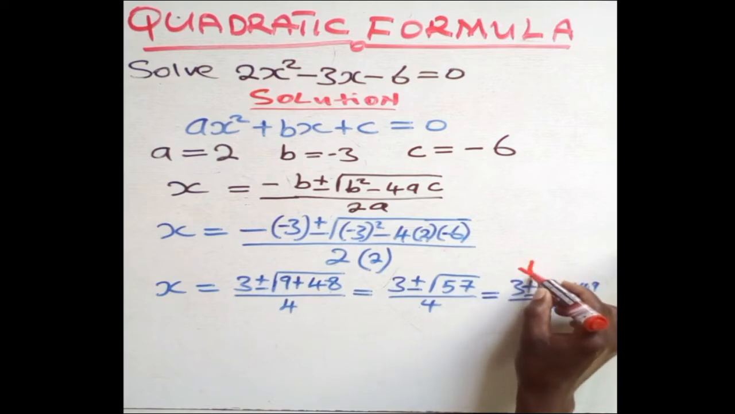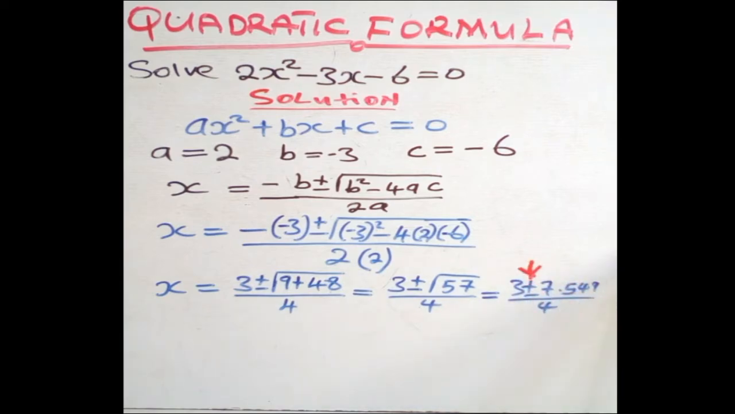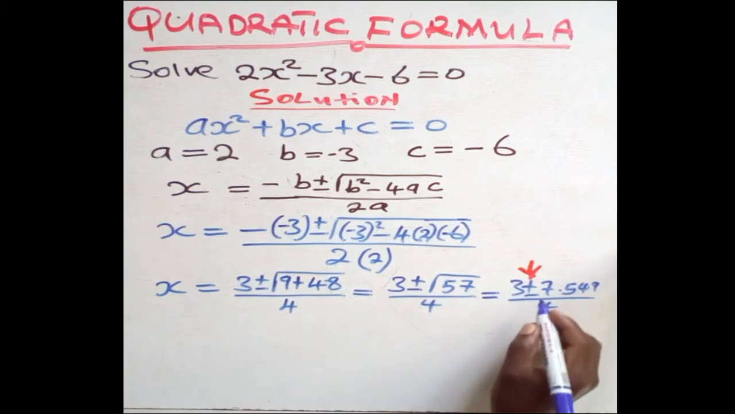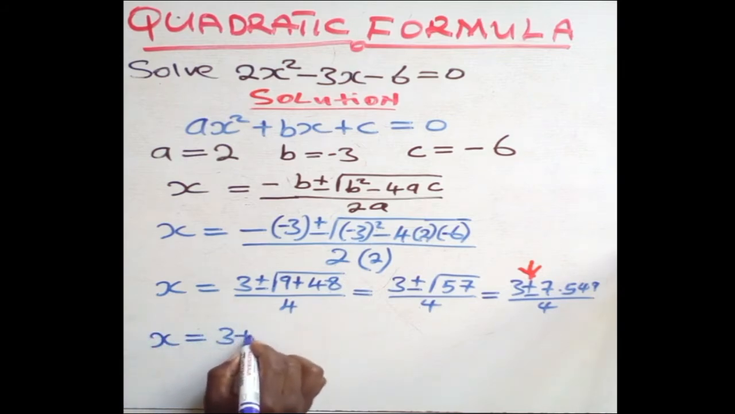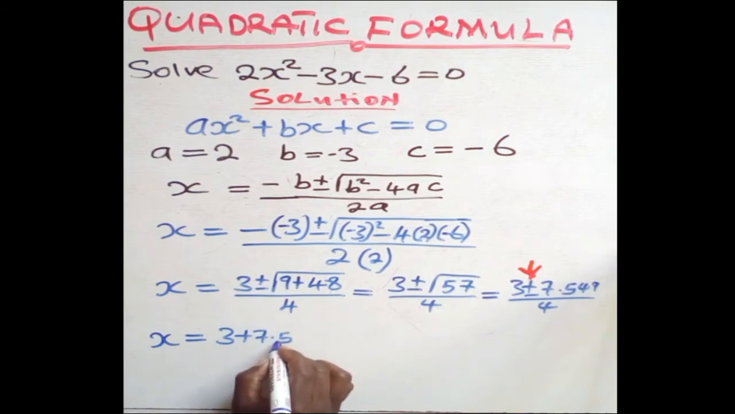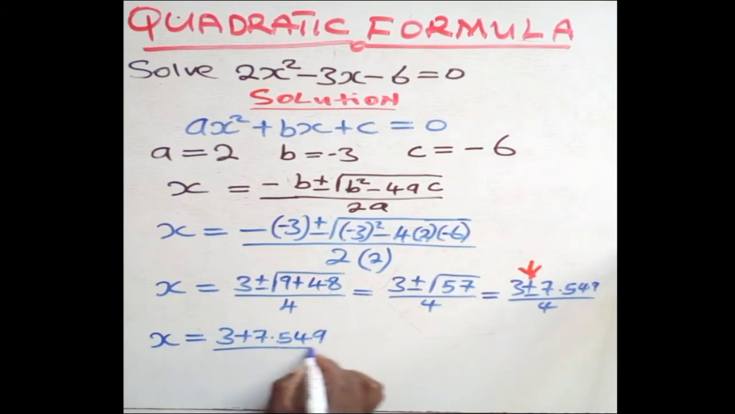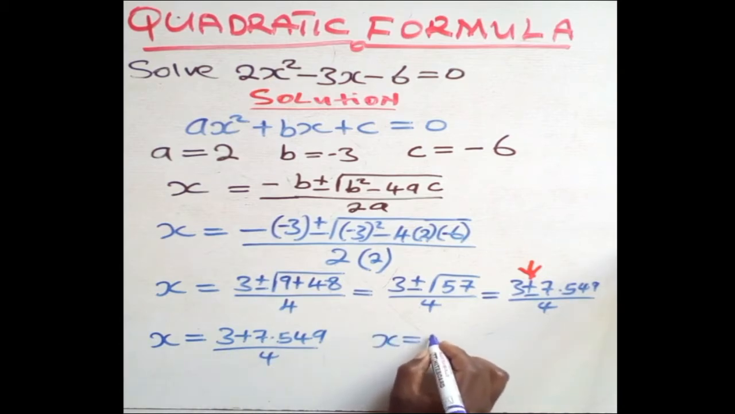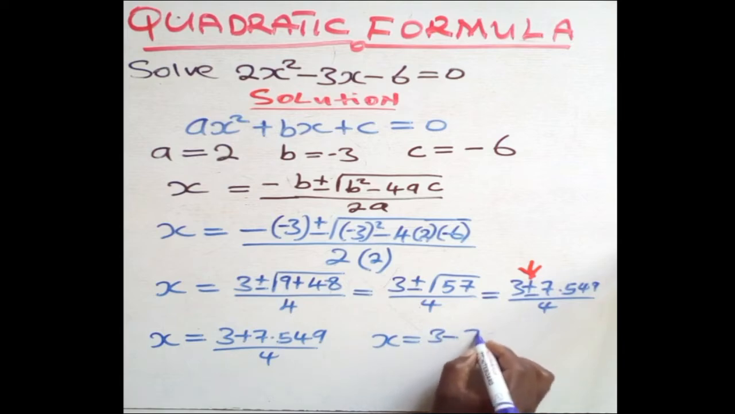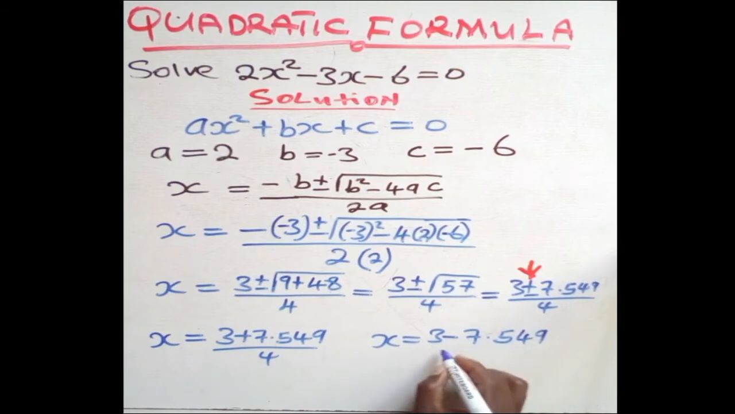At this point, you have two mathematical operations at the same point, a plus and a minus. So you have to distribute them such that you have x is equal to 3 plus 7.549 over 4. Then the other one is x is equal to 3 minus 7.549 over 4, like that.